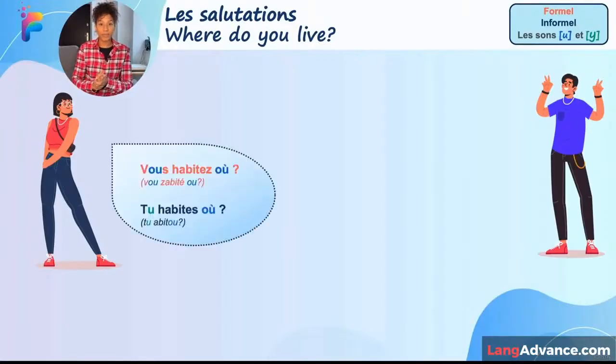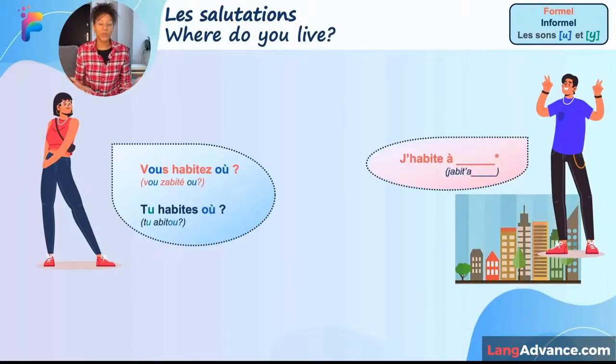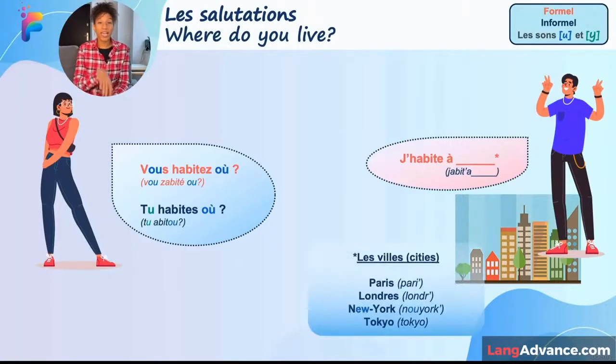Vous habitez où? Tu habites où? The answer will be the same. It's just if you want to ask back, you can use, you know it by now, right? J'habite à, and then you give your city. J'habite à Lublin. Let's have a look at 4 different cities with the French pronunciation.